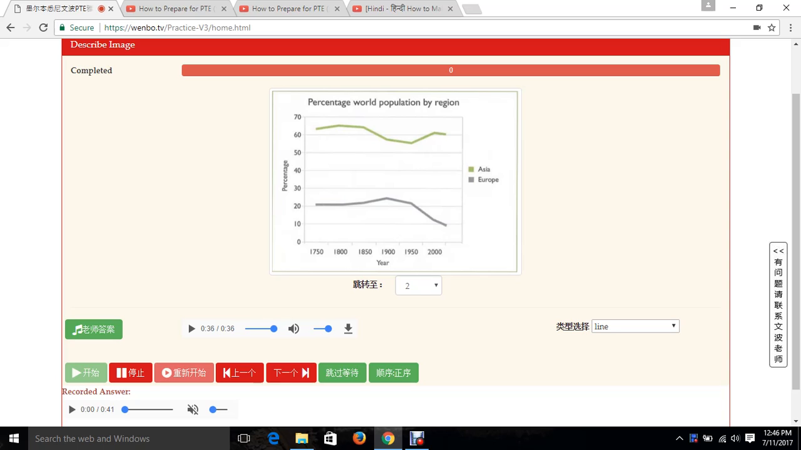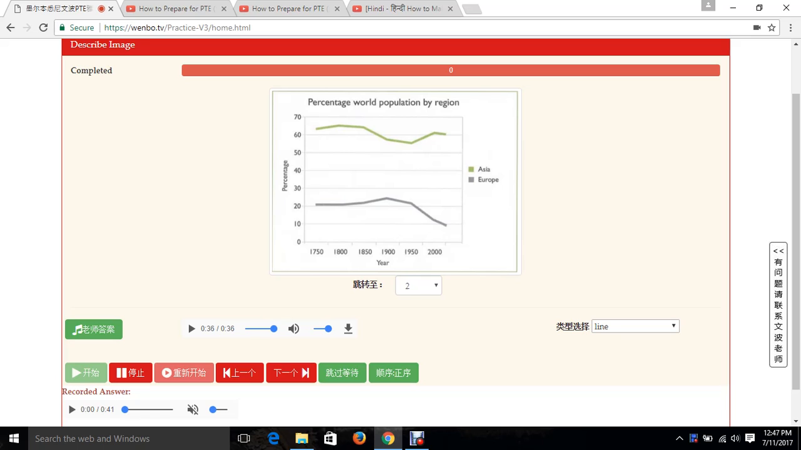For this case, we can say that this graph mainly describes the percentage of world population by region and shows the comparison between Asia and Europe in terms of percentage from year 1750 to year 2000. In year 1750, Asia had a population of 60%, which declined and reached 55% in year 1950. And later on, it again started increasing, and in 2000, it reached 60%.